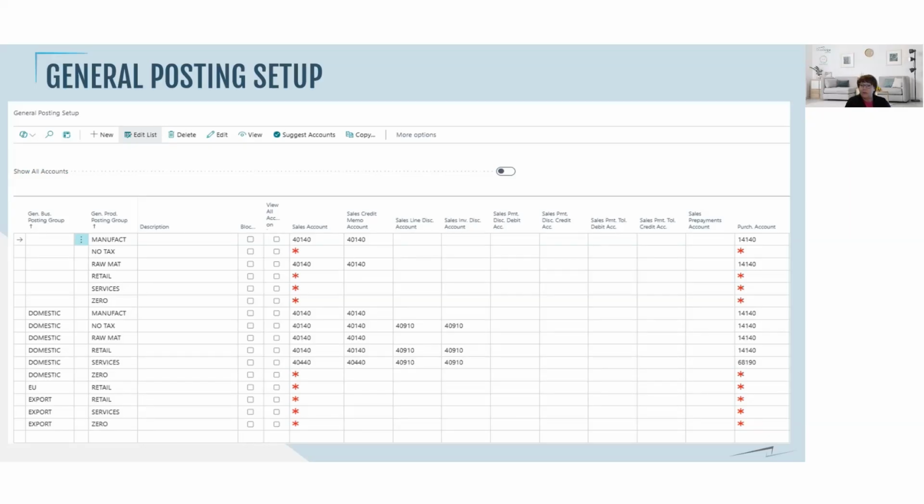So you're going to have your sales, your income account offset by your AR, but you're also potentially going to have your inventory account offset by your cost of goods sold.